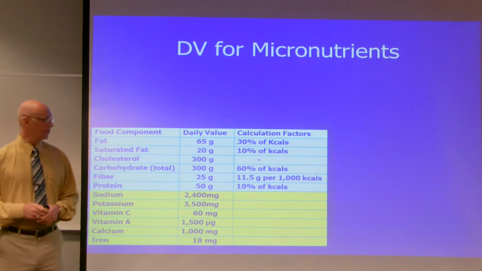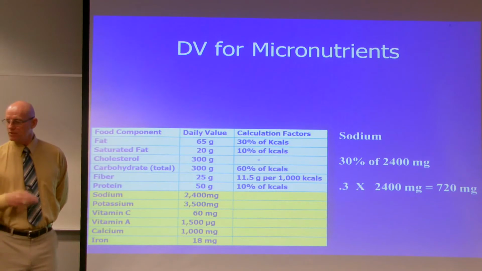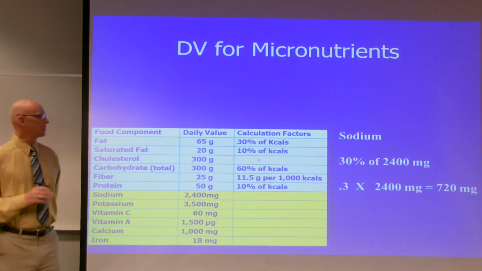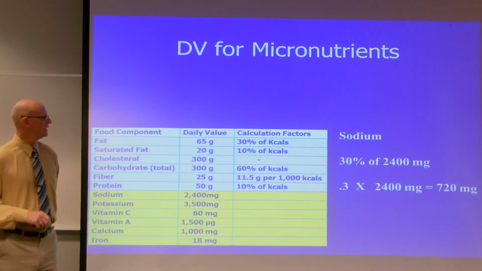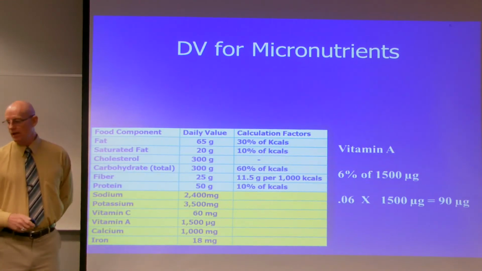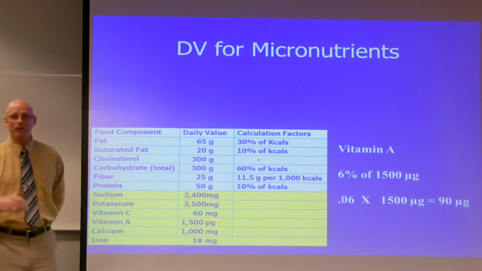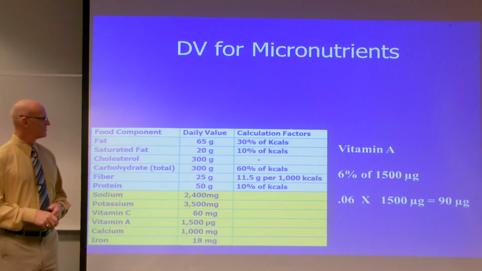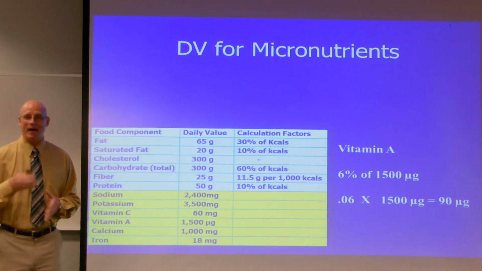What about daily values for micronutrients? Here we're looking at the lower part, and we're going to calculate two of these for micronutrients. So, for example, sodium. They're giving you the percent daily value on the packages. So how do you know how many milligrams that is? It's 0.3 times 2,400, in this case 720 milligrams at 30% of the 2,400. Very simple, straightforward calculation. And vitamin A, this is in micrograms, and if a package has 6% of your 1,500 micrograms daily value, 6% times 1,500 will give you 90 micrograms per day in that package.